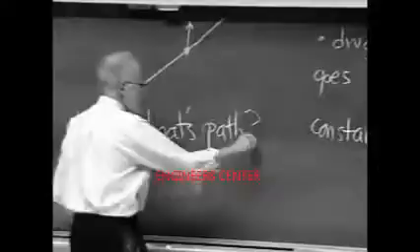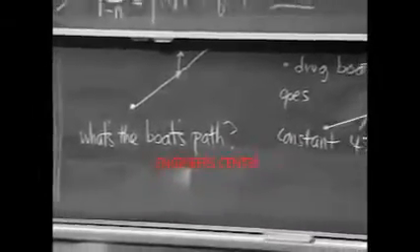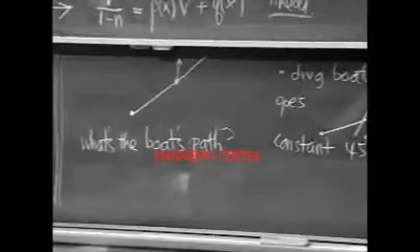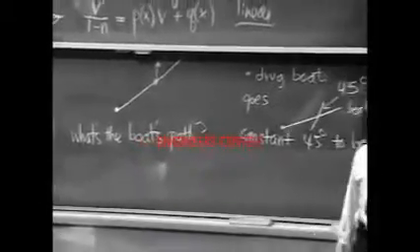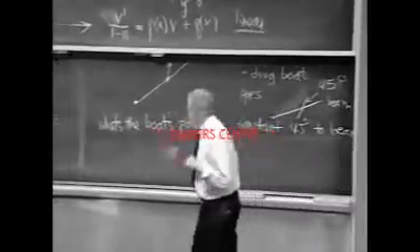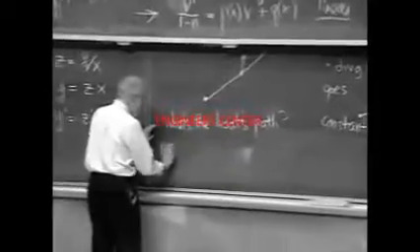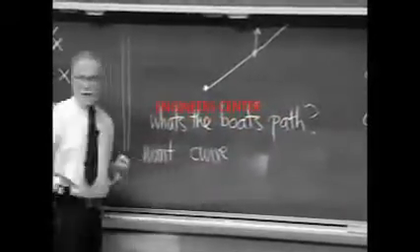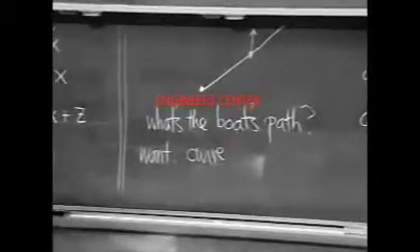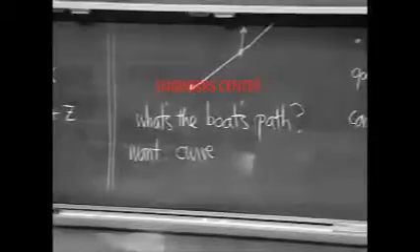Now, an obvious question is, why is this a problem in differential equations at all? In other words, looking at this, you might scratch your head and try to think of different ways to solve it. But why? What suggests that it's going to be a problem in differential equations? The answer is, you're looking for a path. The answer is going to be a curve. A curve means a function. We're looking for an unknown function, in other words.